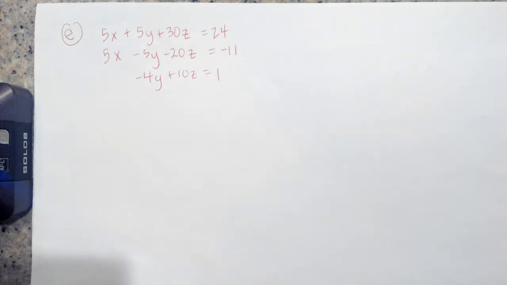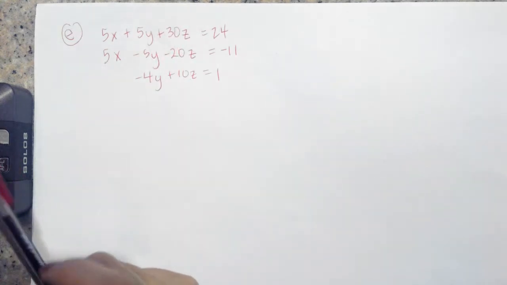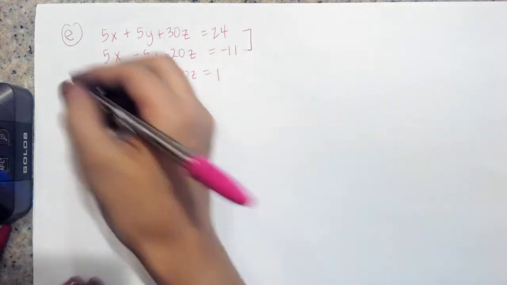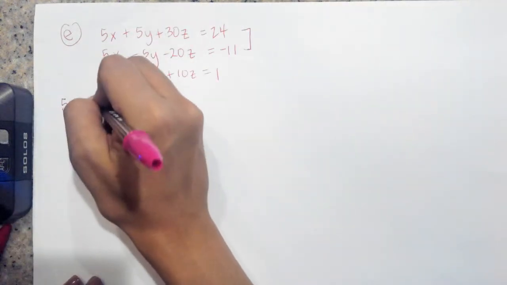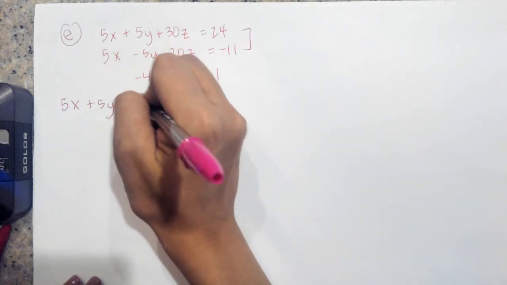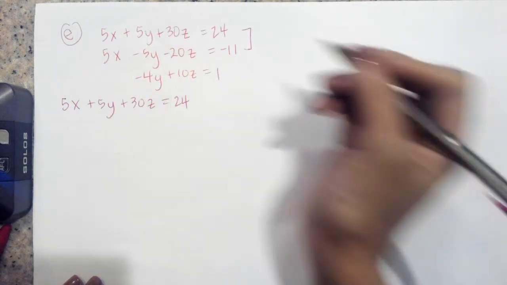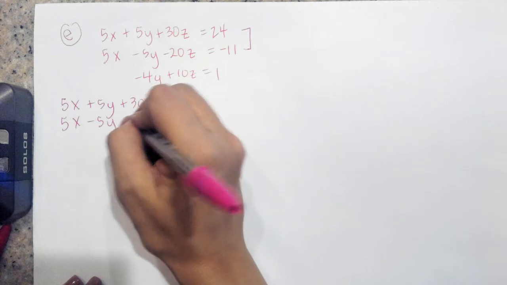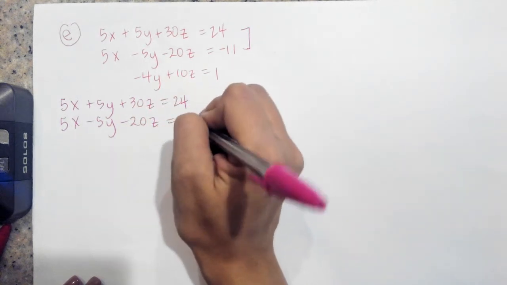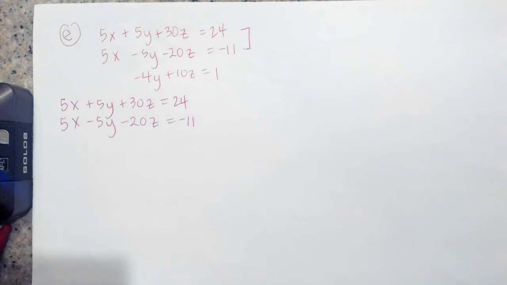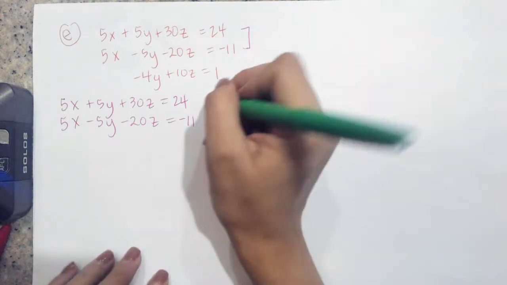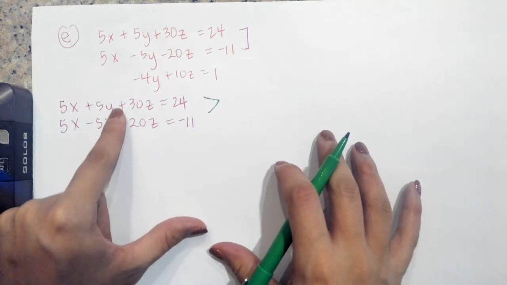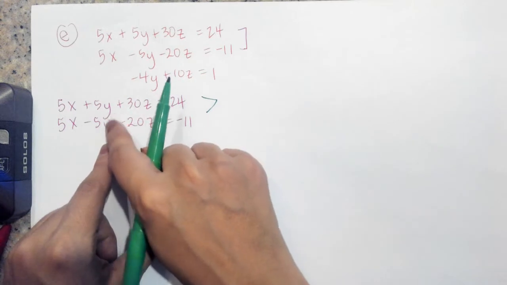Alright, good thing about this problem, guys, is it's already lined up x, y, z, so it's not like the other problem, which was a little bit more difficult. So I'm going to go ahead and compare the first two and rewrite. So I have 5x plus 5y plus 30z equals 24. 5x minus 5y minus 20z equals negative 11. And I'm going to choose a variable to eliminate. Just by looking at this problem right here, I'm going to eliminate my y's. Now it doesn't matter which one you do, but the easiest is the y because it's already in elimination mode.